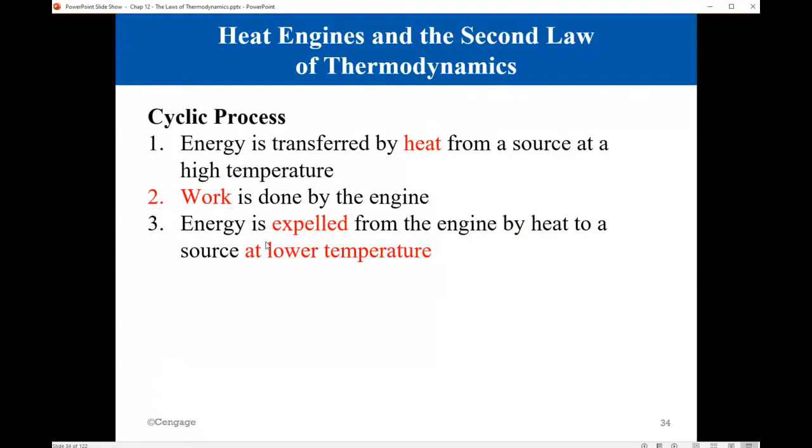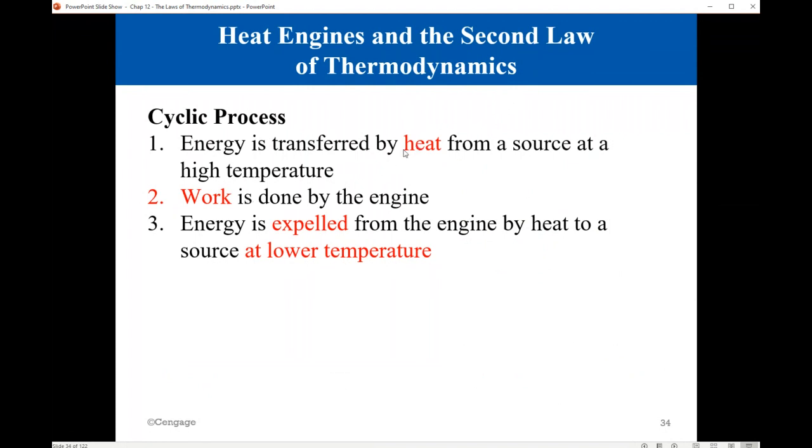We move on to heat engines and the second law of thermodynamics. We have cyclic processes, and also we have Carnot engines to discuss when we talk about the second law of thermodynamics. In a typical cyclic process, energy is transferred from the environment to the system. So the system takes heat, and the system performs work.